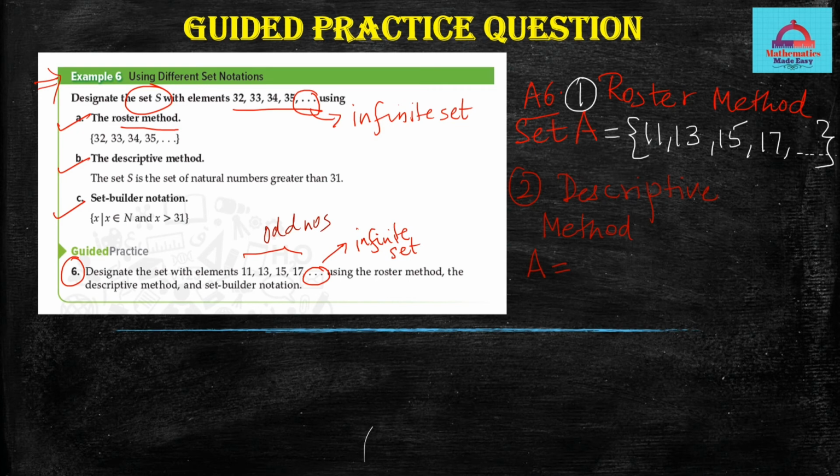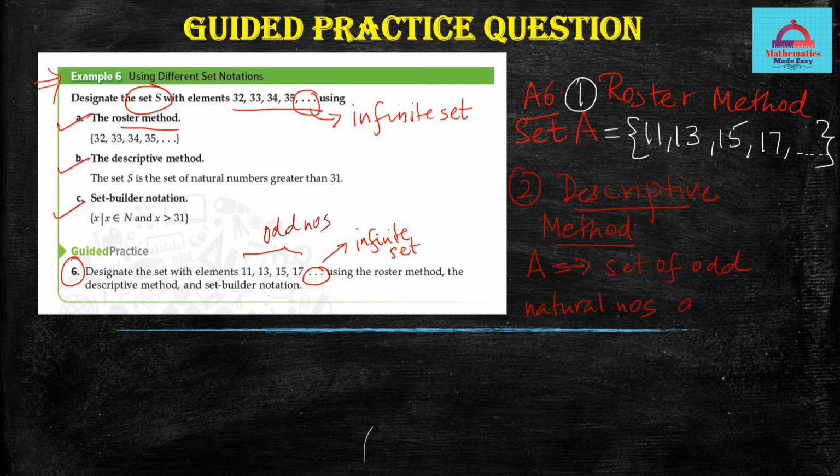So therefore, the descriptive method would describe the set as the set of odd natural numbers. And what is the minimum here? The minimum is 11. So we can either say starting from 11, or we could also say greater than 10.